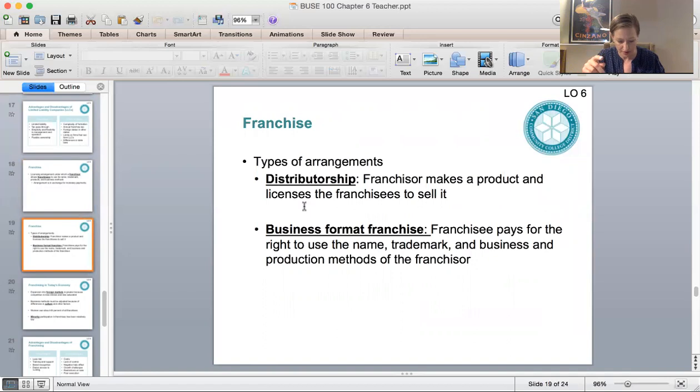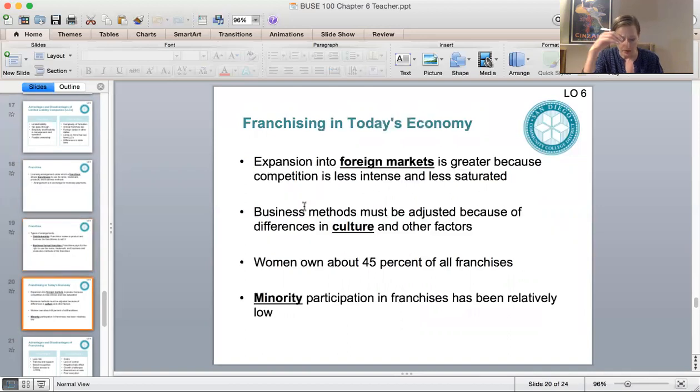And I talked about these two, distributorships and business format franchises. All right, so a little bit about franchising in today's economy. One of the biggest trends in franchising for the past several years has been an expansion into foreign markets. And another notable trend has been the growth in the number of women franchisees.